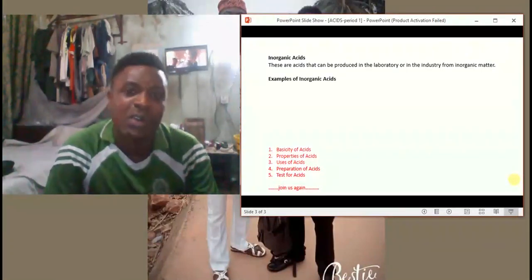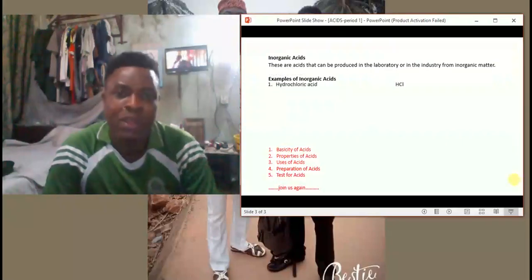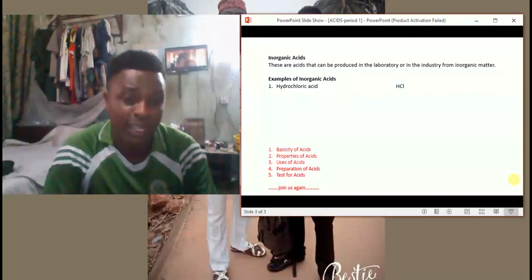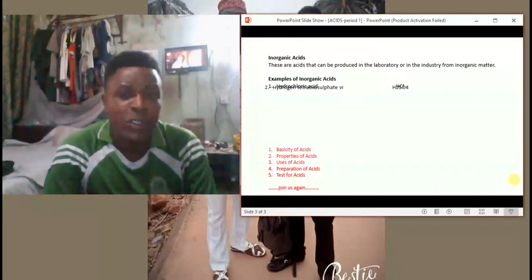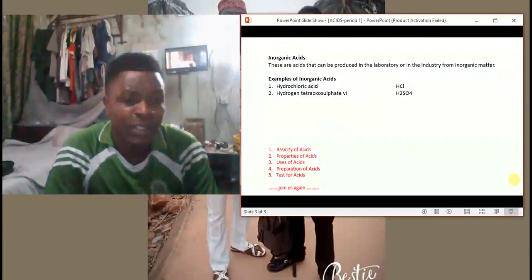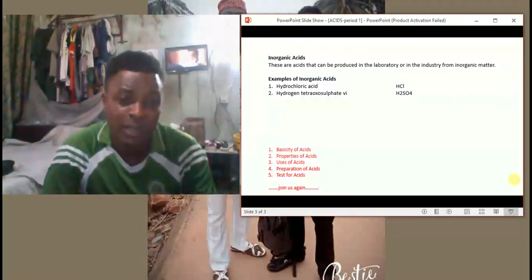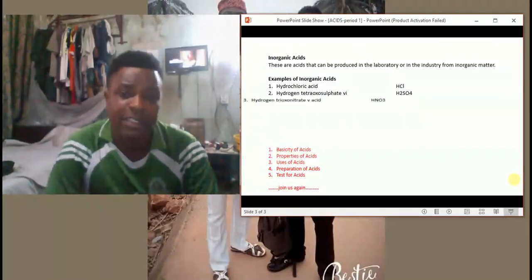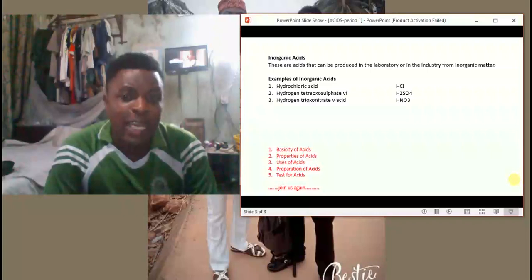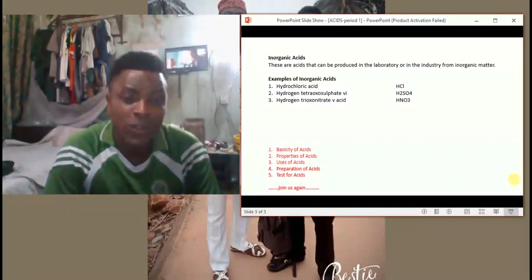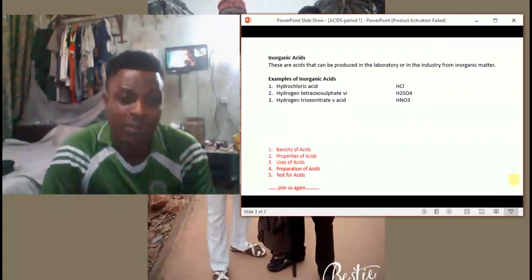For example, we have the following. We have hydrochloric acid, that is HCl, which is an example of an inorganic acid. We also have another one called hydrogen tetraoxosulfate 6 acid, which is H2SO4. It's also an example of an inorganic acid. Another one is hydrogen trioxonitrate 5 acid, which is HNO3. It's also an example of an inorganic acid.